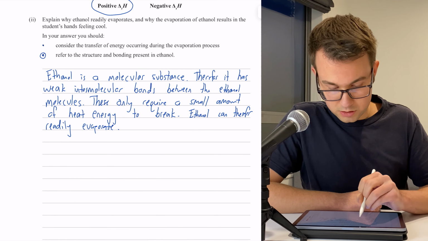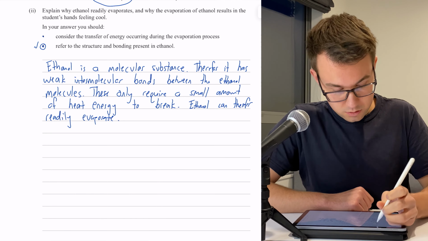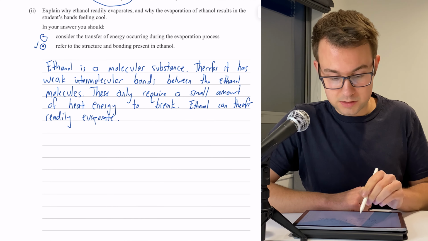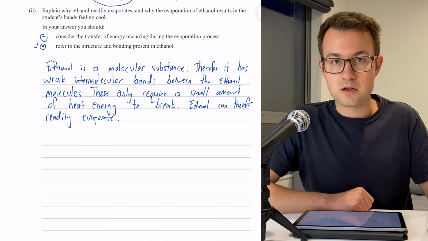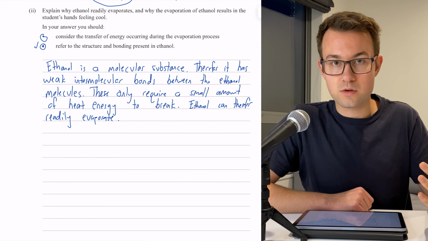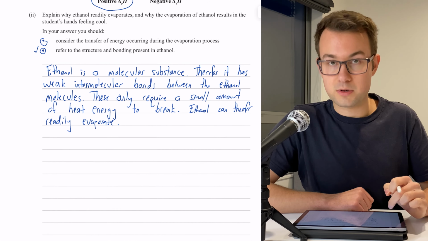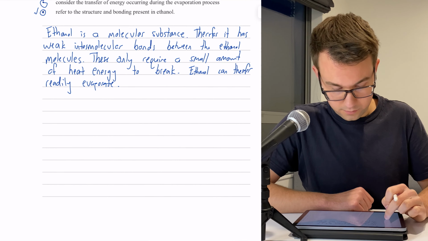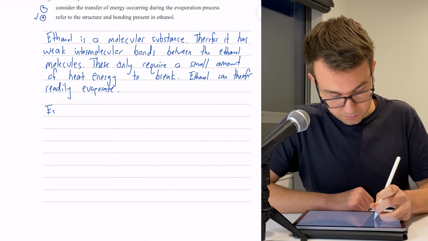Okay, so what have we done so far? We've referred to the structure and bonding present in ethanol. We did that. Tick. Nice. Okay, cool. So what are we doing now? We have to consider the transfer of energy occurring during the evaporation process. Okay, so what do we know about what's going on? So we know evaporation is endothermic. We found that out before with a positive delta H. Very cool. Let's start by writing that down.